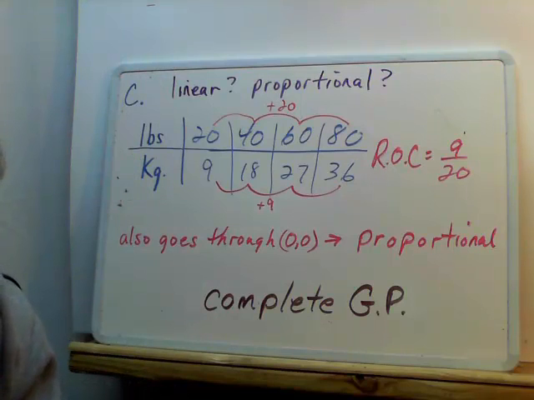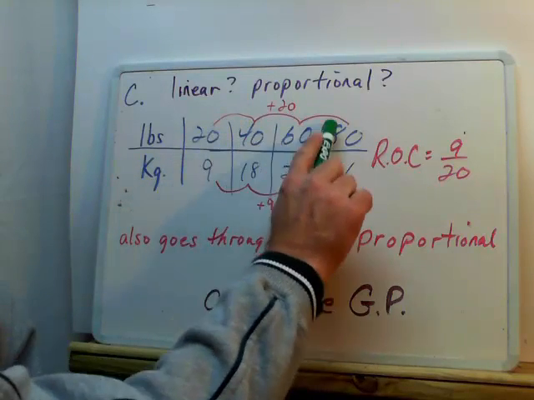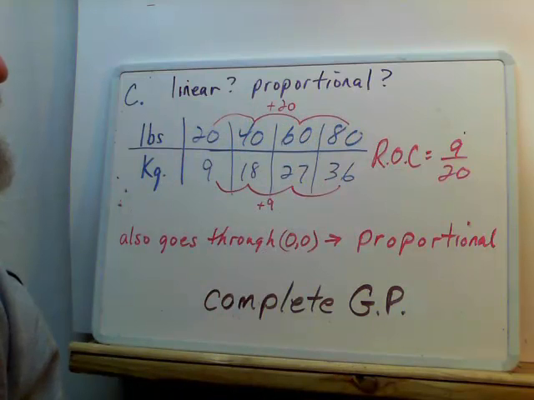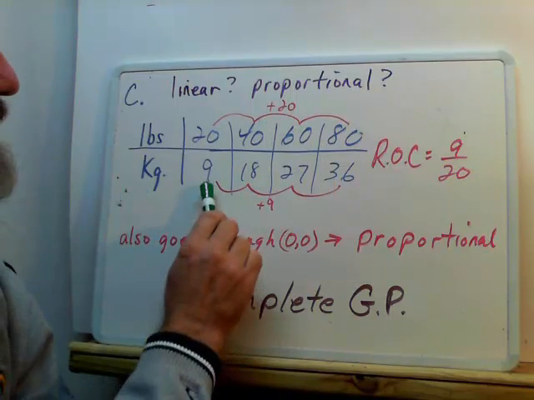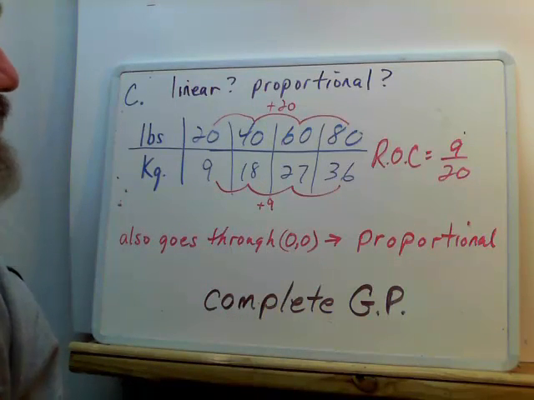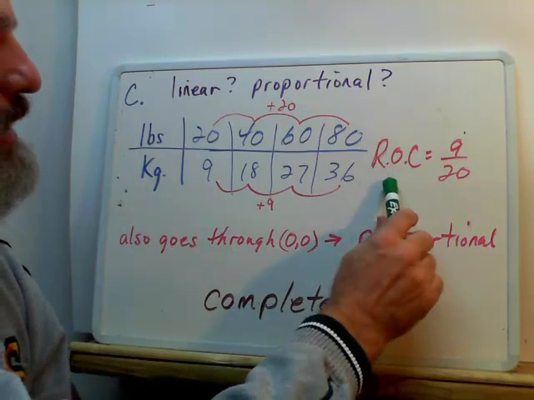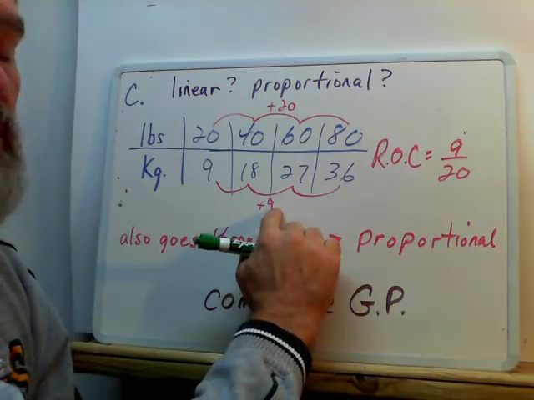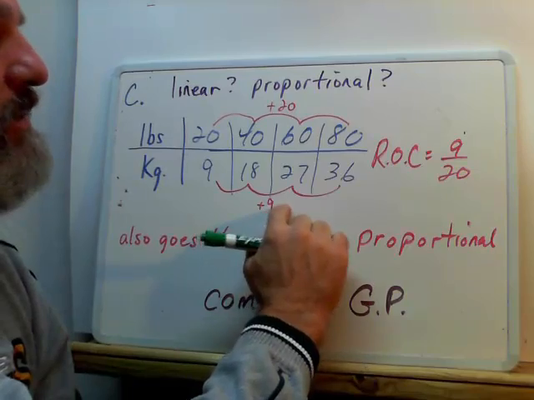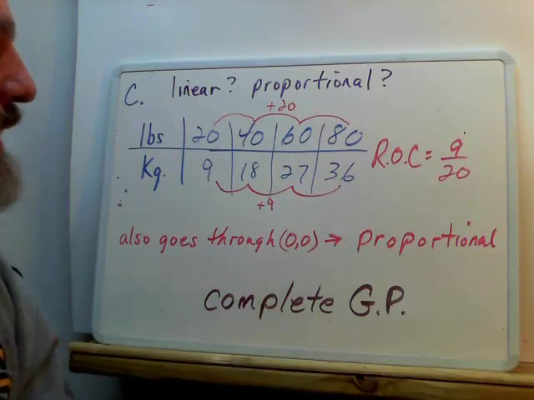And letter C. Again, we're being asked if it's linear, but then also we're being asked to find out if it is proportional. So the first thing we do is check the differences in the x value, and it's rising by 20 from cell to cell, and the y value is rising by 9 from cell to cell. We have pounds versus kilograms. So our rate of change is 9. Remember, always do the bottom one here, the y-axis, 9 over 20, the x-axis.